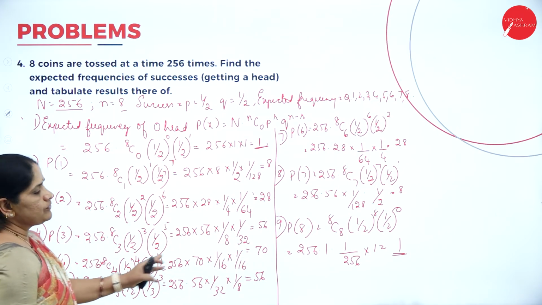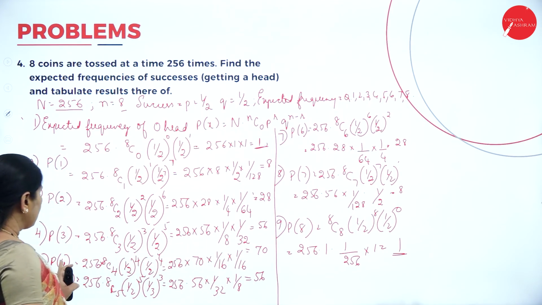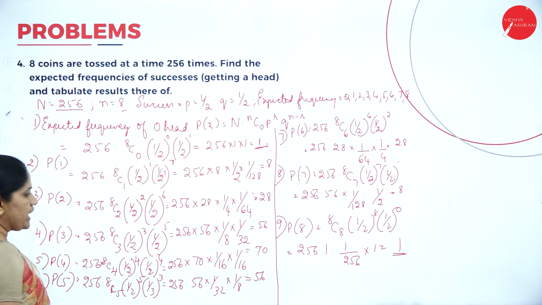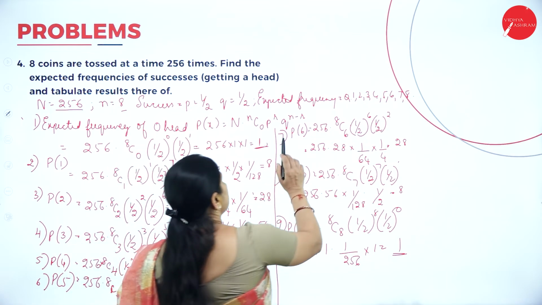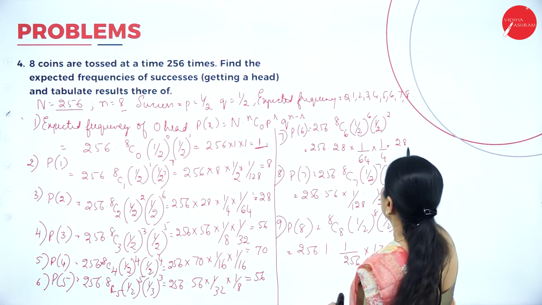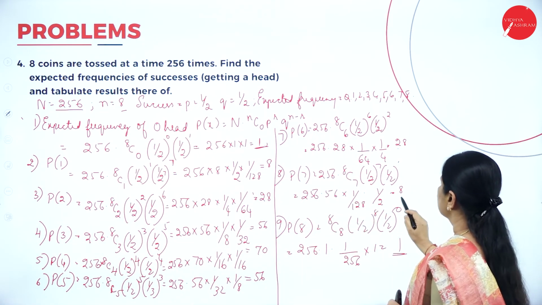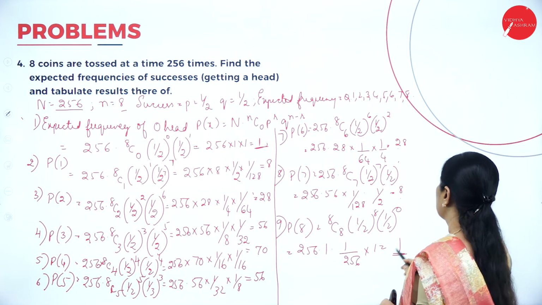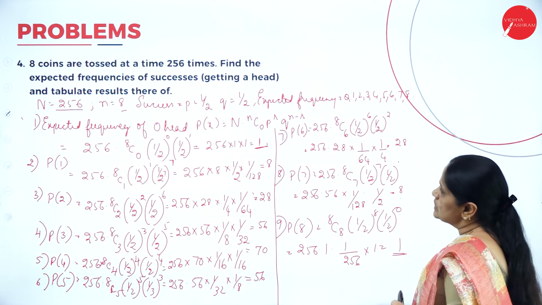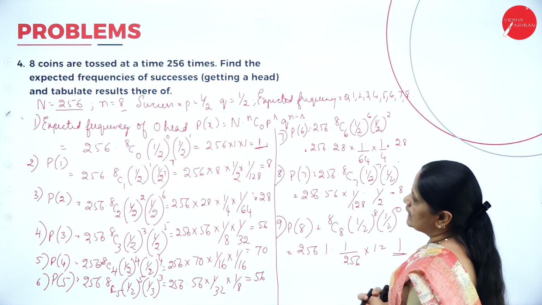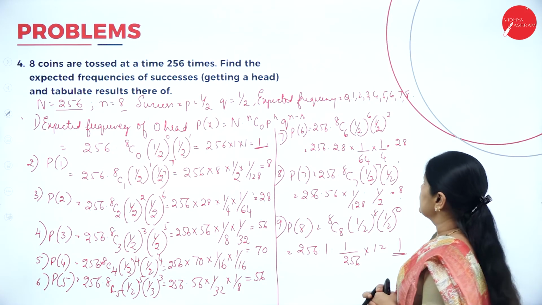Then for p to the power 4, the probability of 4 heads is 70, 5 heads is 56, probability of 6 heads will be 28, probability of 7 heads is 8, probability of 8 heads is 1. So this is how you have to solve this binomial distribution.